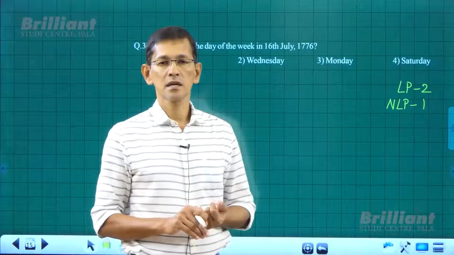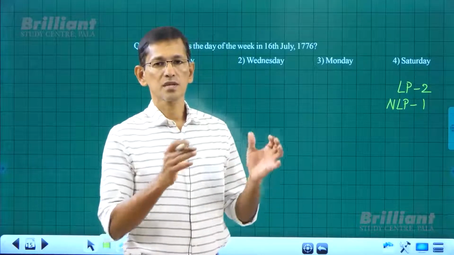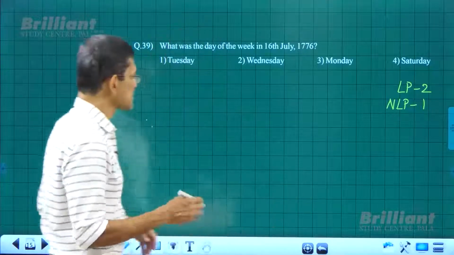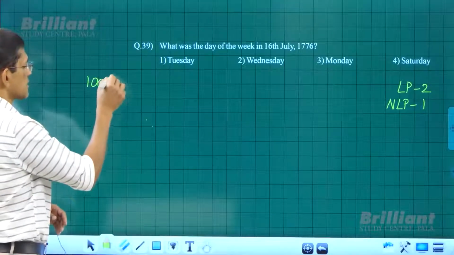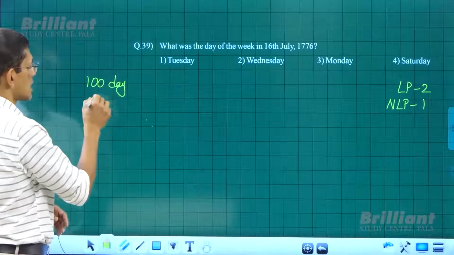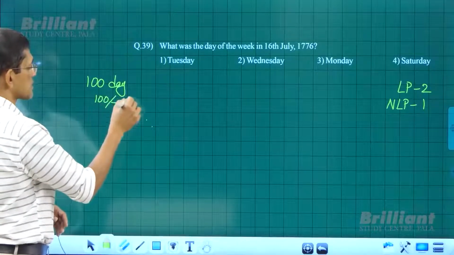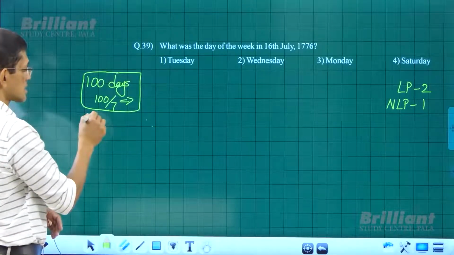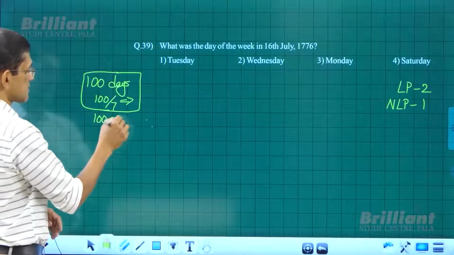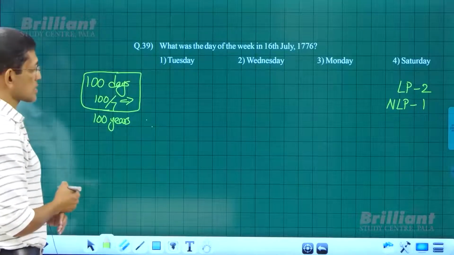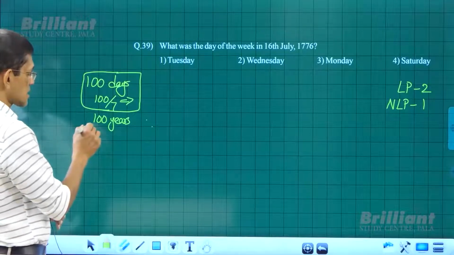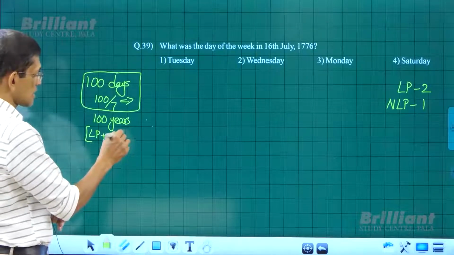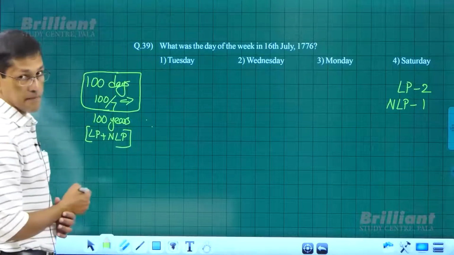In order to find the number of odd days in 100 years, we need to know how many leap years and how many non-leap years. If it is 100 days, it's pretty simple. You can find the number of odd days: 100 by 7, whatever the remainder you get, that's the answer. But for 100 years, it's different. What is that difference? In 100 years, we need to find how many leap years and how many non-leap years in order to calculate how many odd days in 100 years.